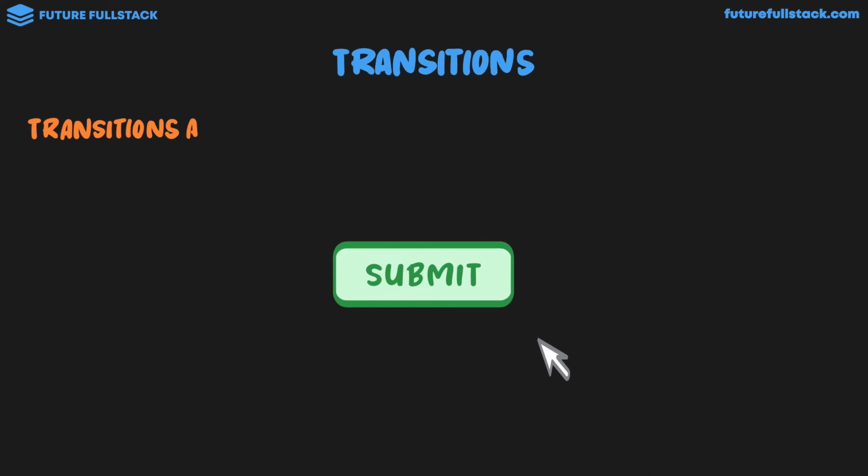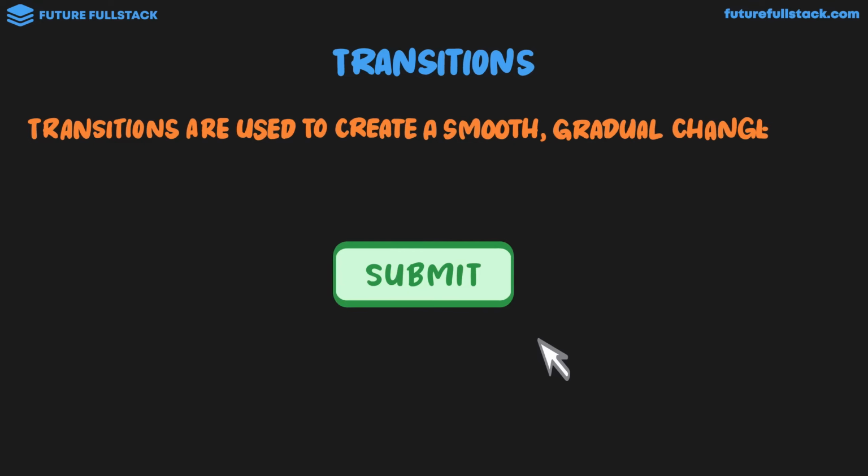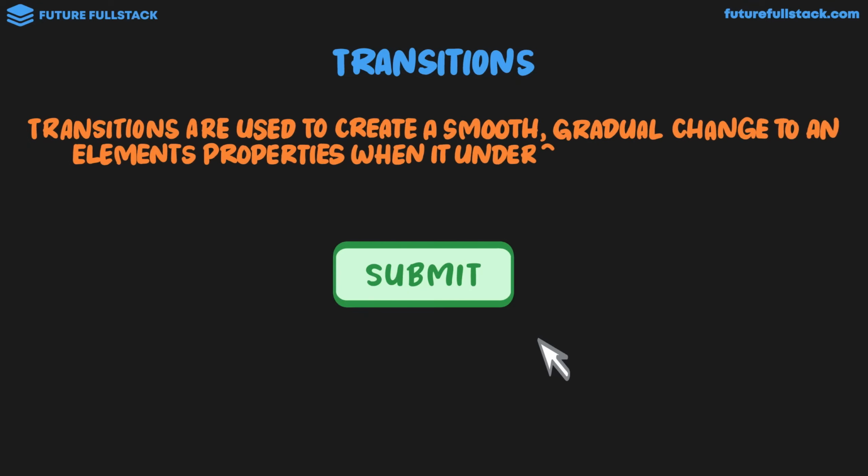So transitions are used to create a smooth, gradual change to an element's properties when it undergoes a state change. Looking back at the example before, if we now hover over our button, you'll see it gradually changes to purple and is not instant. This user experience is just smoother and doesn't feel so jarring. So let's take a look at the transition property in CSS.